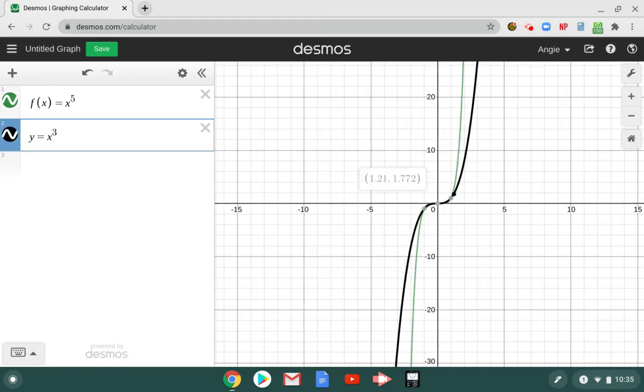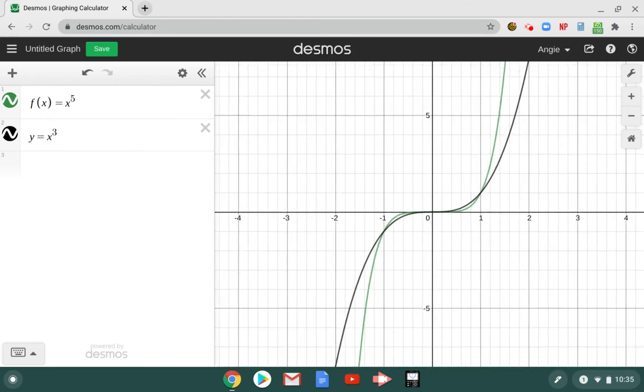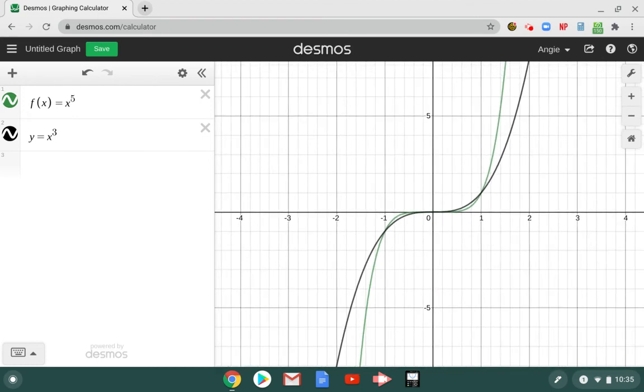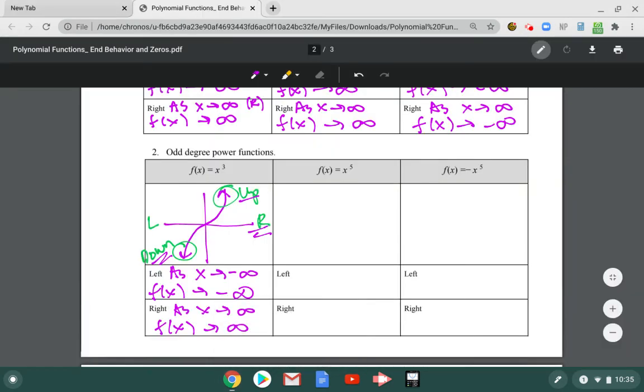Okay, so you can see how my green function is flatter in the middle and taller on the ends. But it doesn't really matter in terms of end behavior. It's doing exactly the same thing. So just knowing the degree and whether or not you have a negative is all you need here. The end behavior is completely determined by this lead term, x to the fifth.